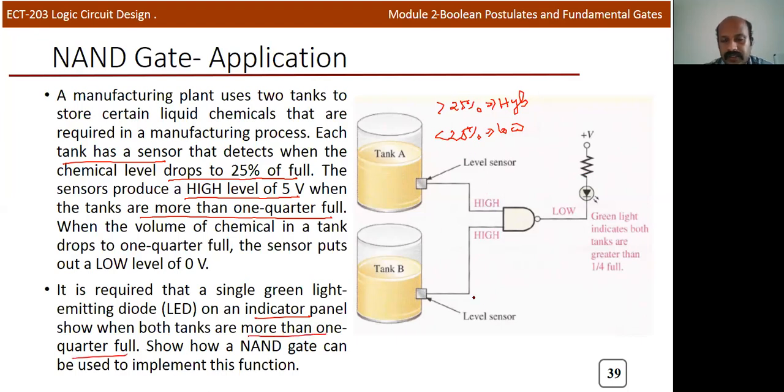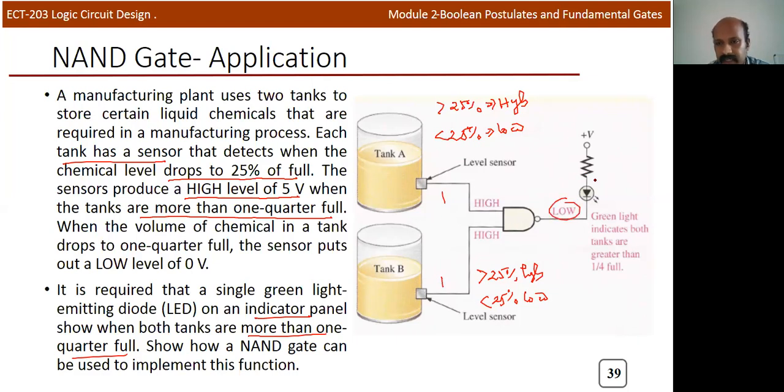So here you can see the same function. If it is greater than 25 percent, it will produce a high output. Less than 25 percent, it's a low. So assume that both tanks contain more than 25%. Here you will get high, here also you will get high. If both inputs are high, the output will be low.